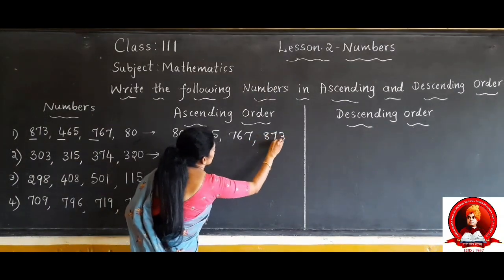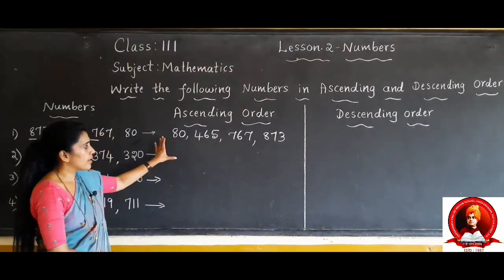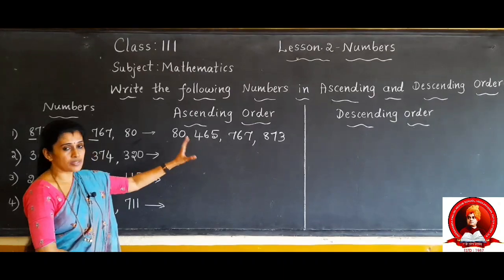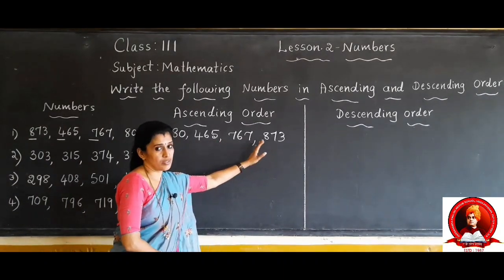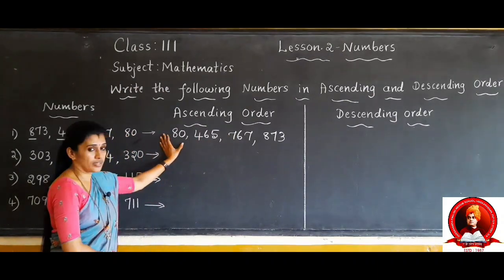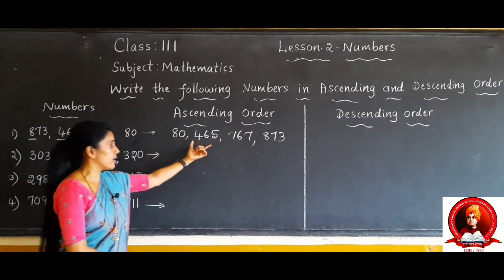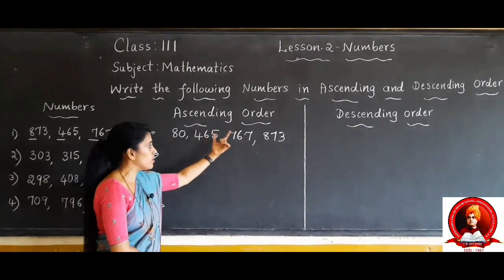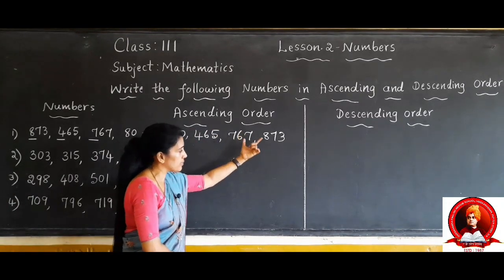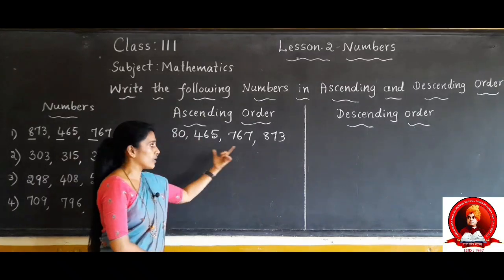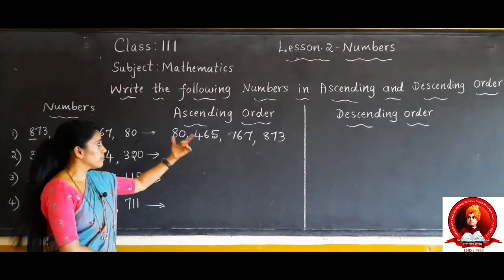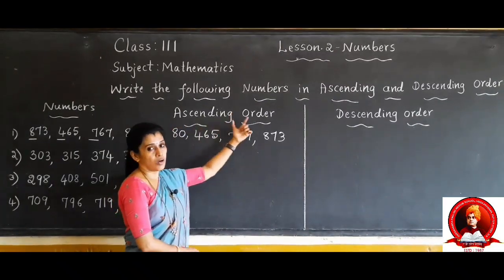Next after that, 873. Now check here children, we have arranged the given numbers from the smallest to the greatest, right? Here see, first 80, then the next number we have taken 465, then 767, then 873. Like this, orderly we have written the numbers in ascending order.